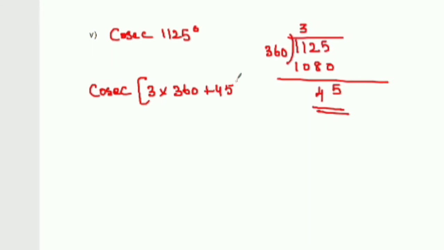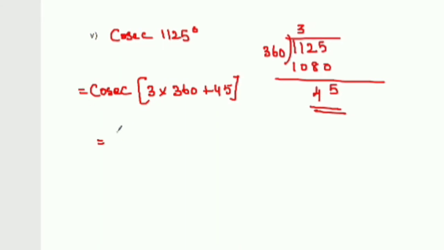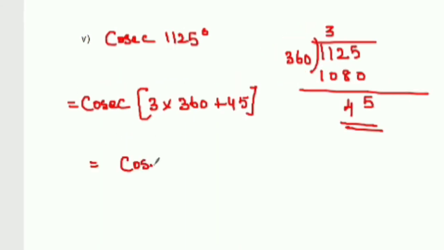So it is 3 times 360. When you write in terms of 360 or 180, you need not change the ratio. So you can just write cosecant 45. And cosecant 45 is in the first quadrant. All the ratios are positive. So it is equal to root 2. Cosecant 45 is root 2. So plus root 2.